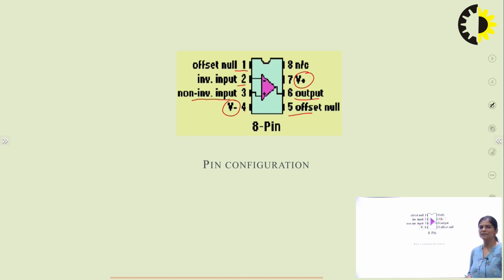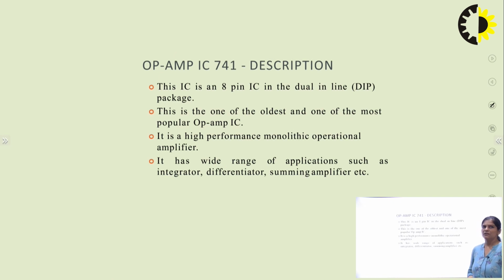Let it be you are drawing an operational amplifier. So inputs are connected to 2, 3 and output is connected to 6. So this is the pin description of 741 IC. This IC is an 8-pin IC in a dual inline package. This is one of the oldest and most popular op-amp ICs. It is a high performance monolithic operational amplifier. It is used for a wide range of applications such as integrator, differentiator, summing amplifier, instrumentation amplifier, etc.